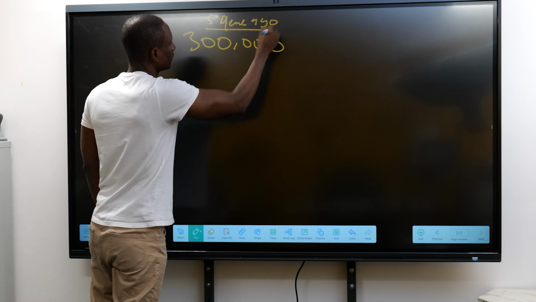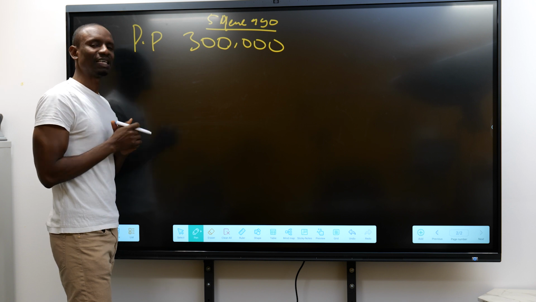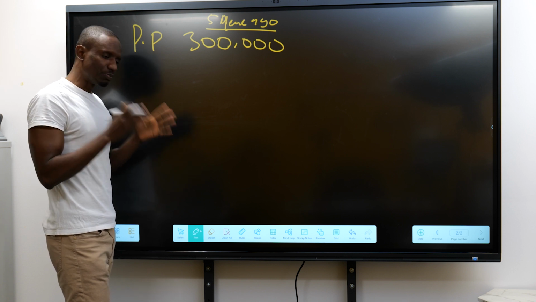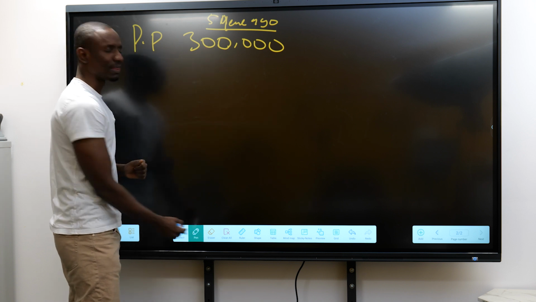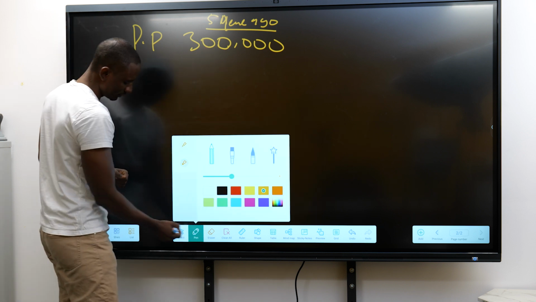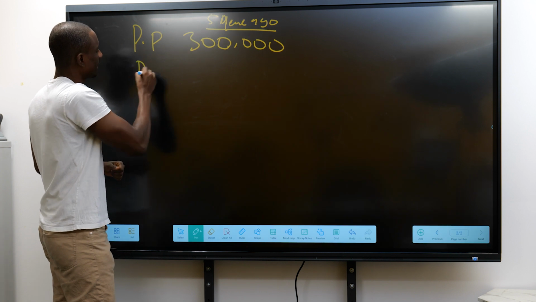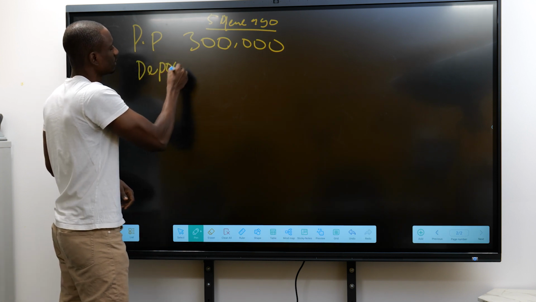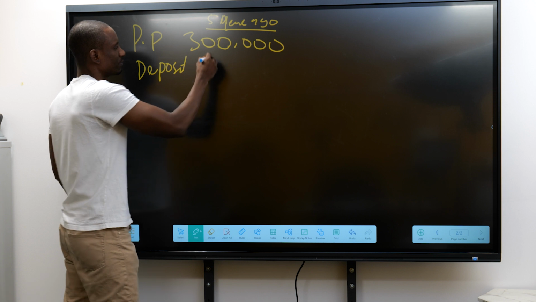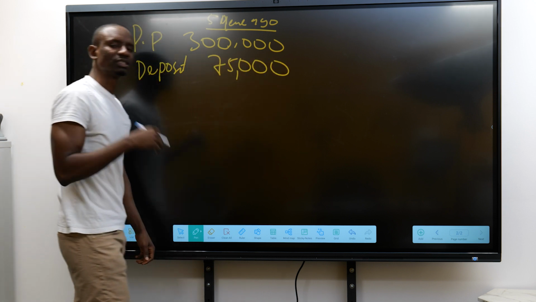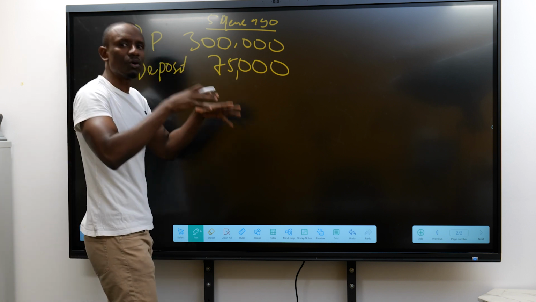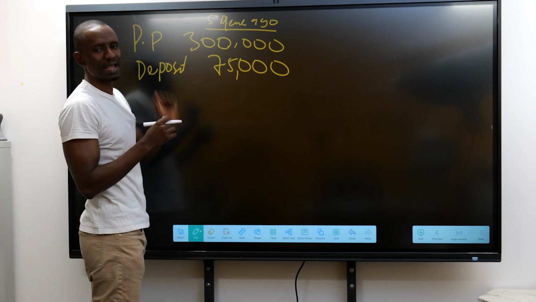5 years ago, okay? So that's how much we bought the property. When we bought that property 5 years ago, we would have put down a deposit of 25% to buy the property at that price. So the deposit would have been 25% of the 300,000 pounds, which would have been 75,000 pounds. So 75,000 is what we've put down in order to be able to buy that property.